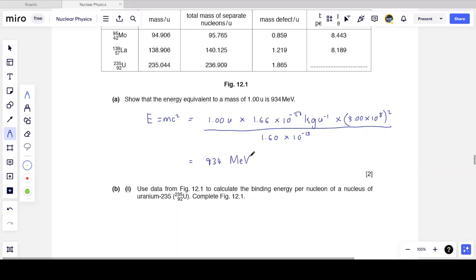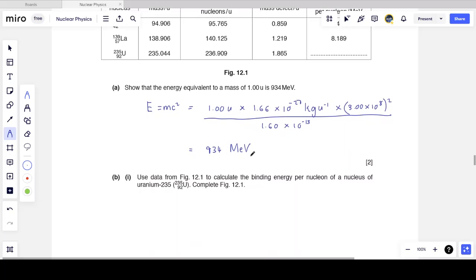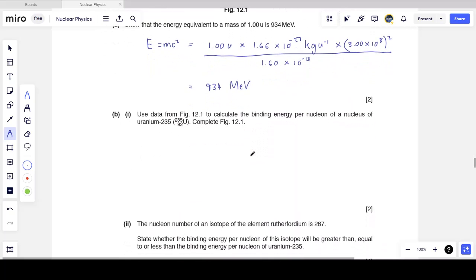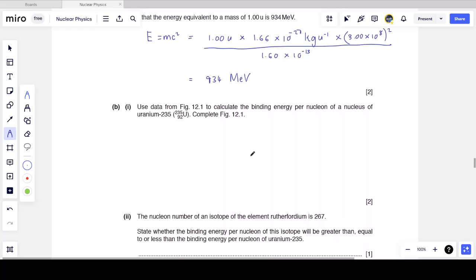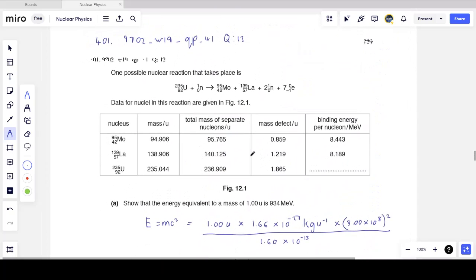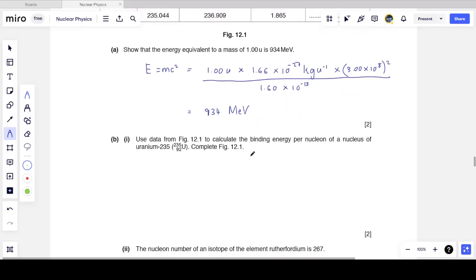Now you see I've done many steps in one. You don't need to do this. You can do this mathematics step by step to find that one atomic mass unit has the energy equivalence of 934 mega electron volts. We're then told to use data from the figure to calculate the binding energy per nucleon of a nucleus of uranium-235, basically completing the table, filling in the dotted line of the table. What's the binding energy per nucleon?